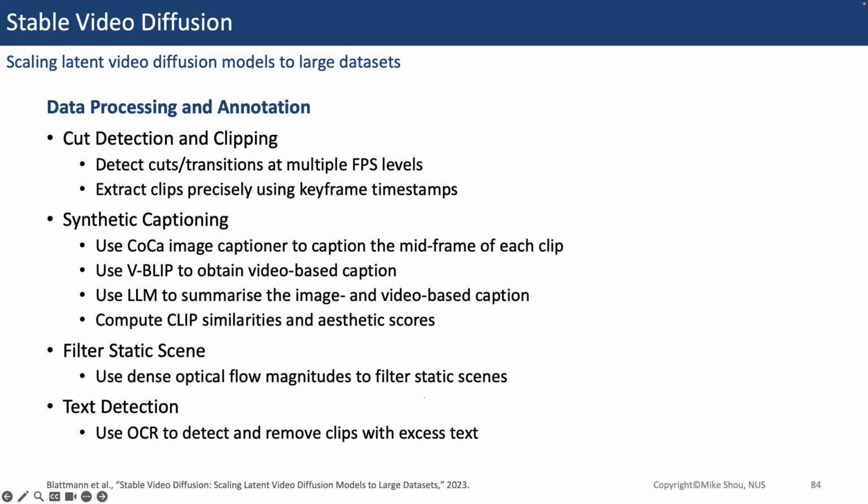So two notable techniques that have been used are static scene filtering and text OCR detection. The static scene filtering involves computing the optical flow to filter out videos with little or no significant motion. So this addresses the issue when generated video lacks large motions. And the text OCR removes the clips that contain a lot of text, but actually it depends on whether it's necessary for your application. So you might choose to keep these clips in your dataset if you want your model to generate text.